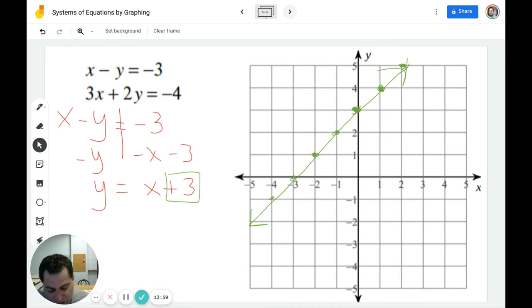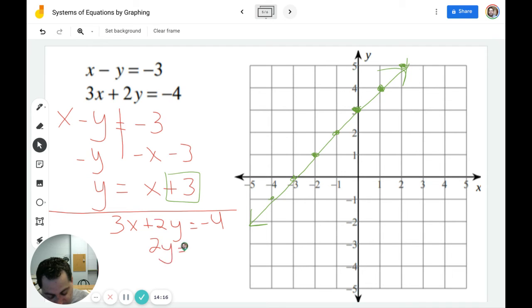So we have 3x plus 2y equals negative 4. I'm going to start by moving my x over, so I have 2y equals negative 3x minus 4. And then I'm going to divide each term by 2. So I'm left with y equals negative 3/2 x minus 2.